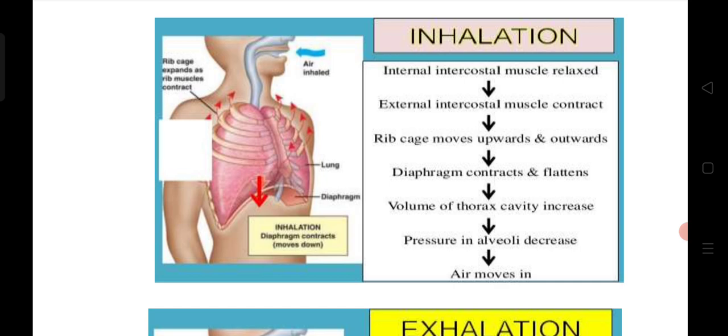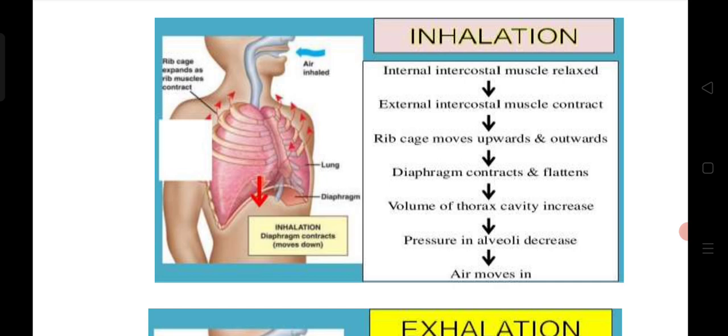Why does the pressure in the alveoli decrease? Because the air fills all the alveoli, and once the air reaches all of them, the pressure in the alveoli decreases, right? And when the alveolar pressure is decreased, this is responsible for the air passing inside. So air moves in. This is the whole procedure of what exactly happens during inhalation, right?